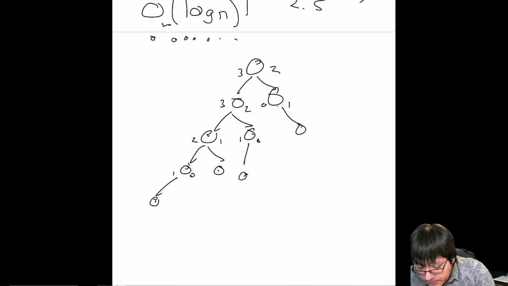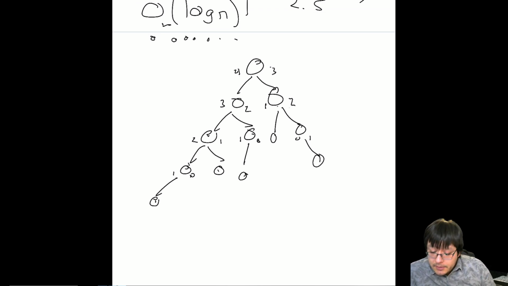Oh, well, there's a typo here. That should be 4. So then, I suppose we need to make this a 3, which means we need to make this a 2. Which means we make this a 1. There we go. Okay. Now we're good. Yep. So I think that's balanced. 1, 2, 2, 3, 4, 1, 1. Yeah. Okay. I think we're good.